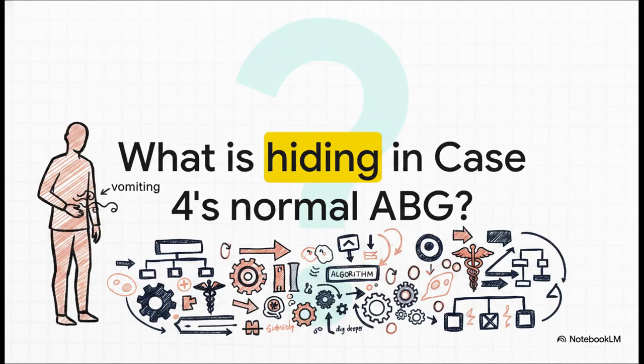But case 4. Case 4 is where it gets really interesting. A 23-year-old young man with malaise and vomiting. He has a nearly perfect pH of 7.38, a perfectly normal CO2 of 40, and a normal bicarb of 23. At first glance, you'd probably want to send him right home. So, what sinister pathology could possibly be hiding in these perfectly normal numbers? We have to trust our algorithm and dig deeper.